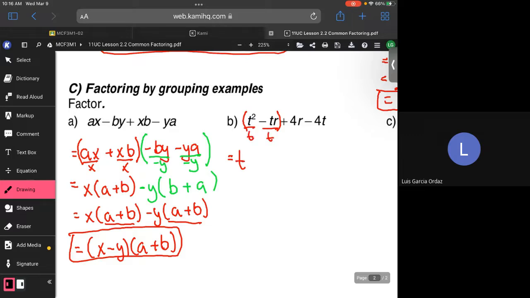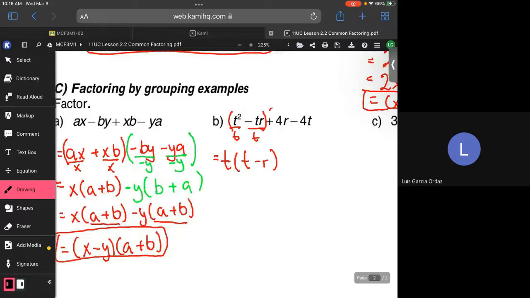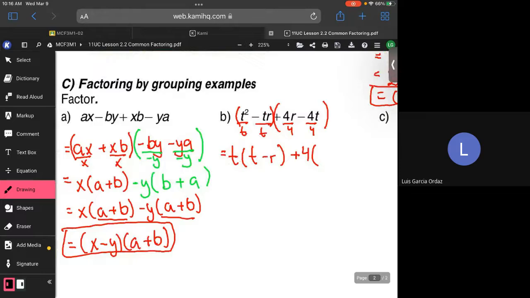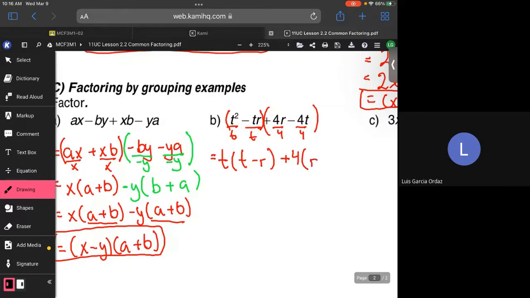What's t squared divided by t? T. And what's negative tr divided by t? Minus r. Perfect. Now let's focus on 4r and minus 4t. What is the common factor between those two terms? 4. Which means I divide everything by 4. So what is 4r divided by 4? Okay, next.